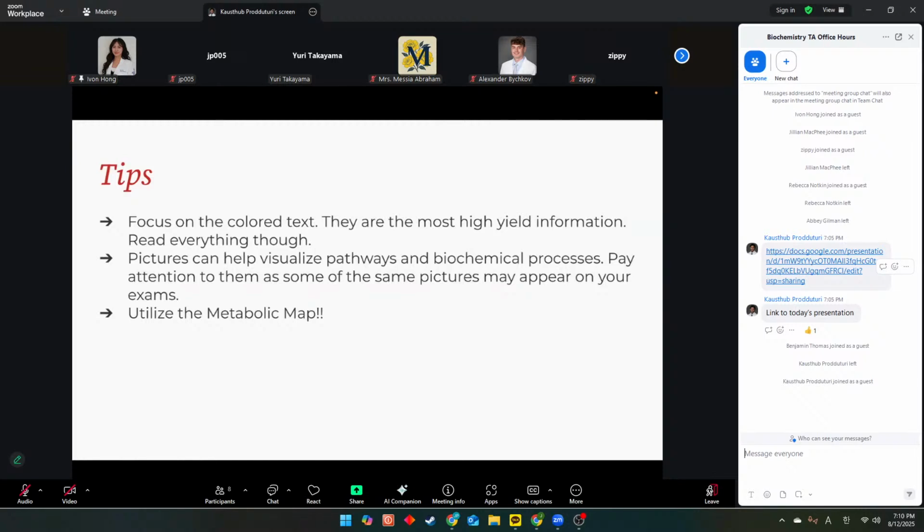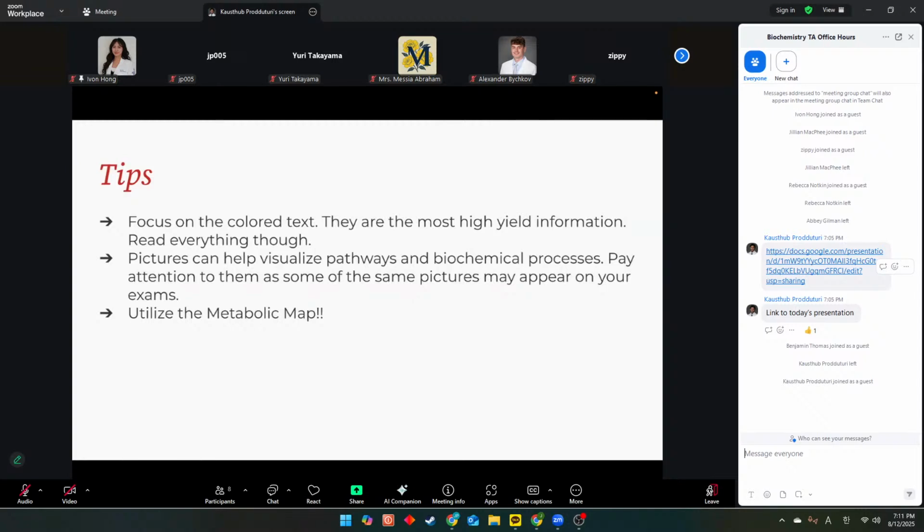Pictures are always very helpful, and they can help visualize pathways and different biochemical processes. If you're trying to read through something and you're not able to visualize or understand how some kind of signaling works, there's usually a picture in the lecture slides to help you get a better understanding. So pay attention to those pictures.